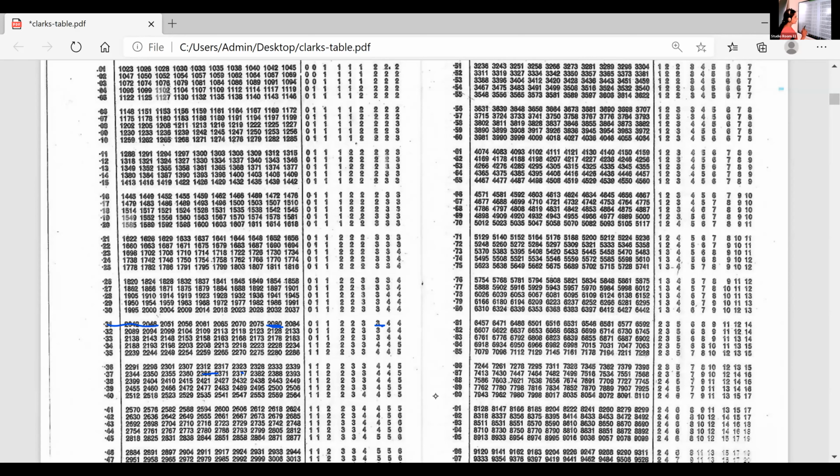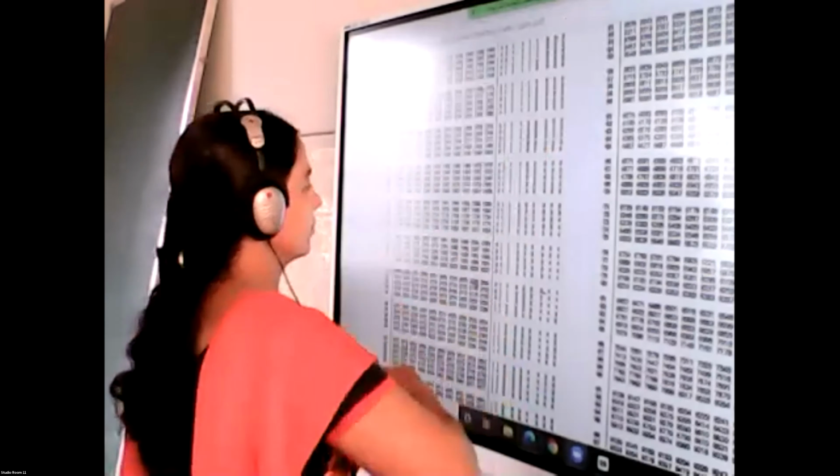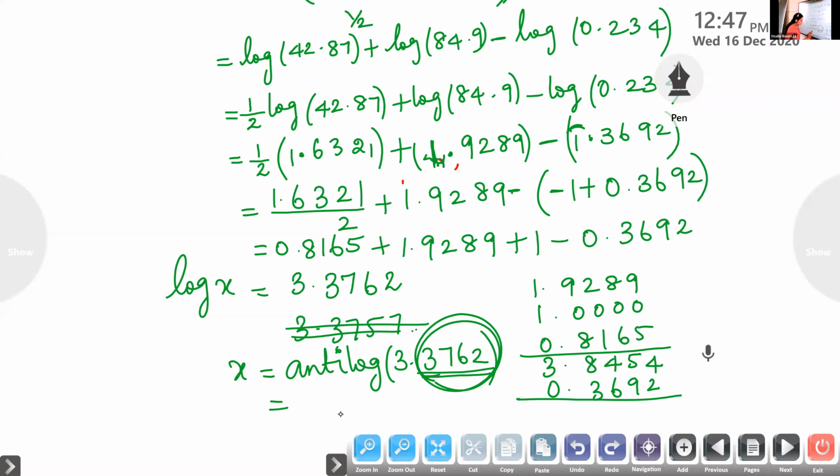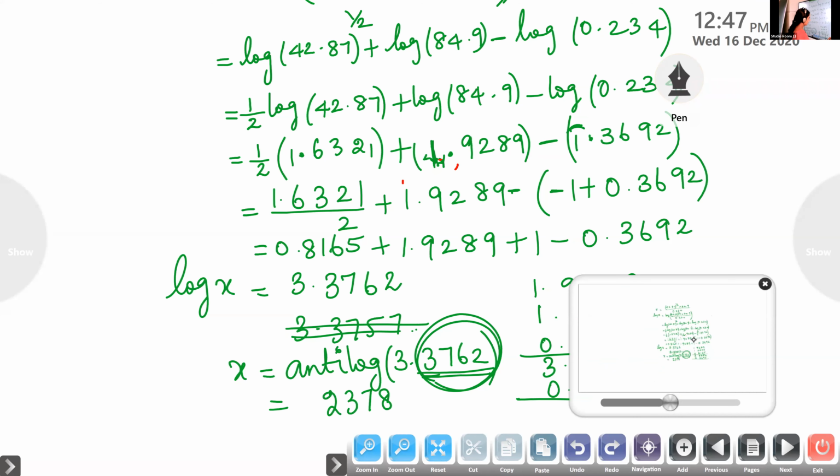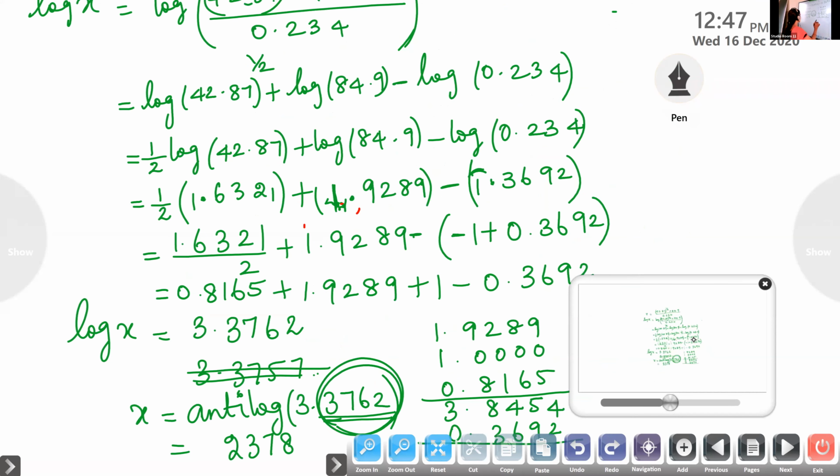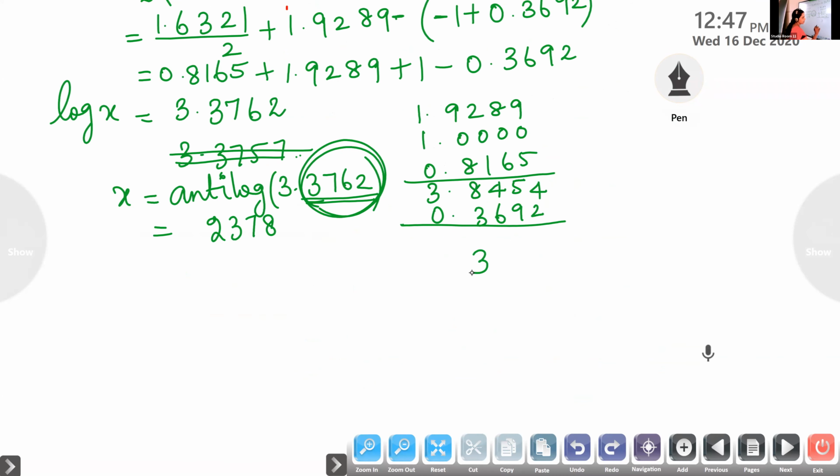Is it correct, Aishwarya? Yes, ma'am. So substitute there. So it is 2378. Now what to do with this characteristic part while taking antilog? What is the characteristic part here? 3, isn't it? 3 plus 1. We will add 1. 3 plus 1, it is 4.